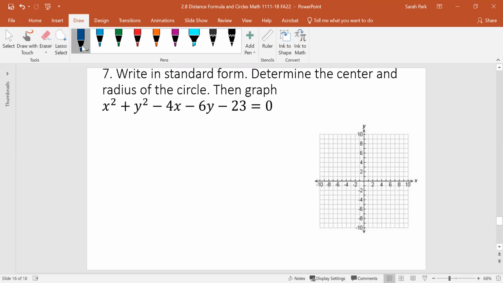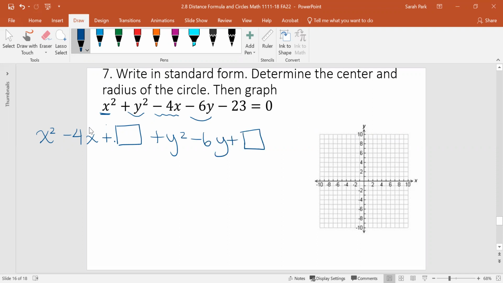How you're going to do this is first bring down the x squared and then put the negative 4x next to it. And then leave space. Then write the y squared, and then the minus 6y, and then leave some space. Actually, I should have done one step before that. I skipped a step. This number that's by itself without any variables next to it, you're going to add over to the other side. So adding 23, we cancel negative 23, and on the right-hand side, we get 23.